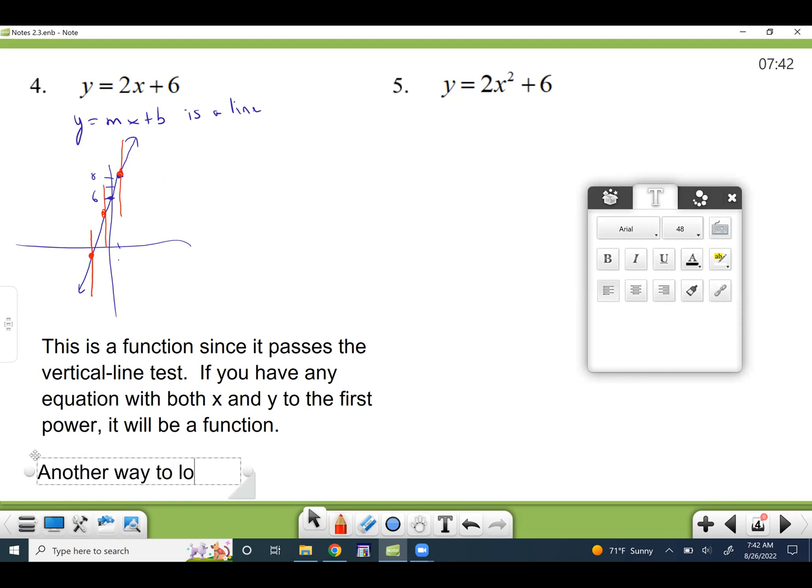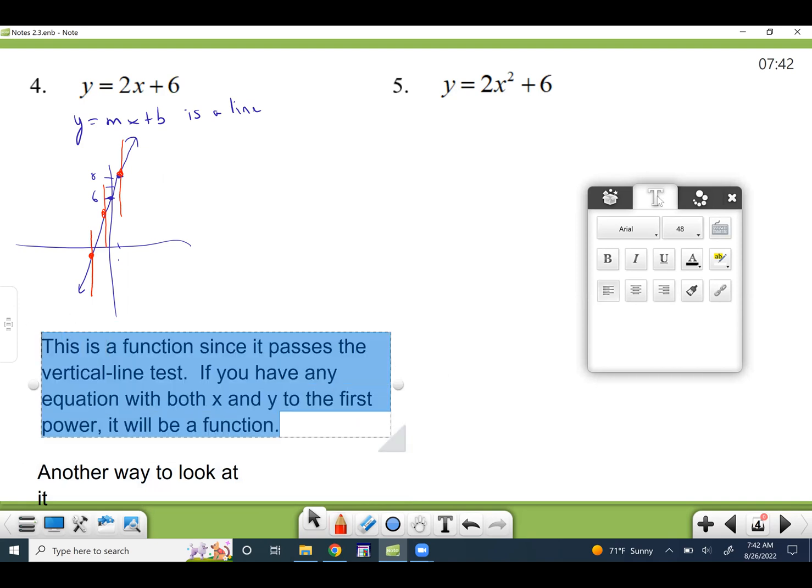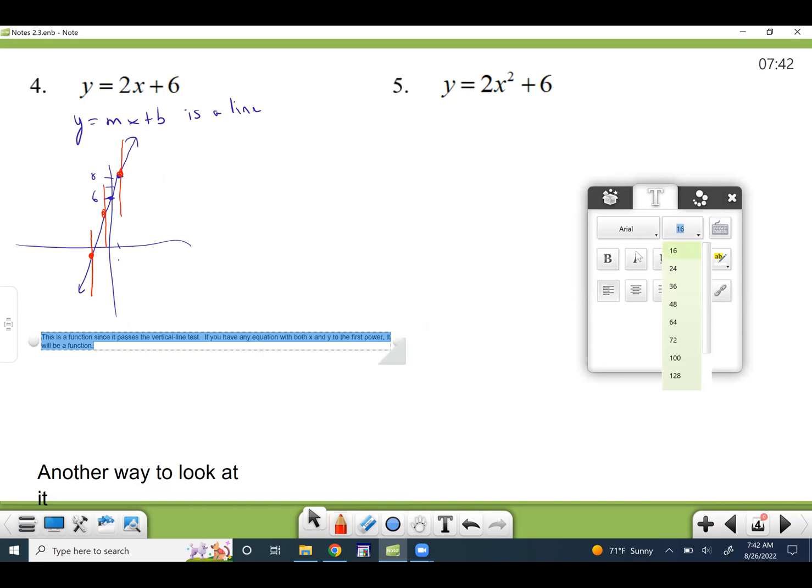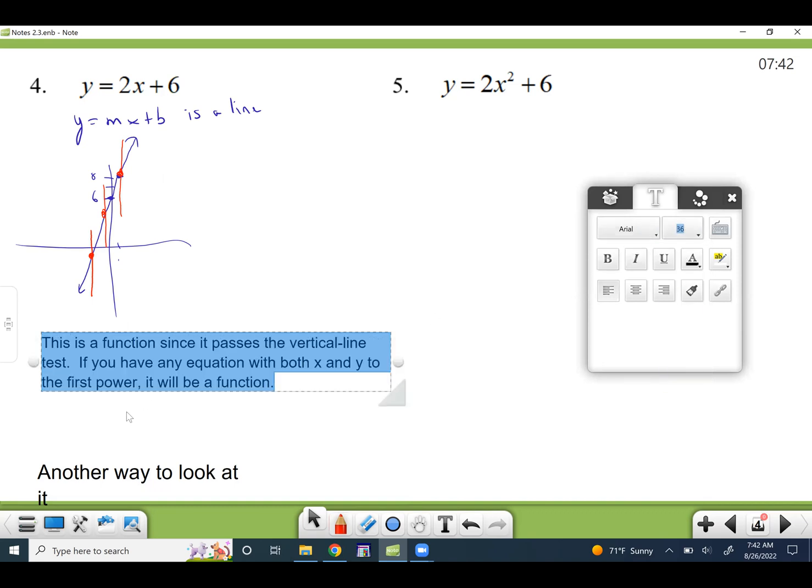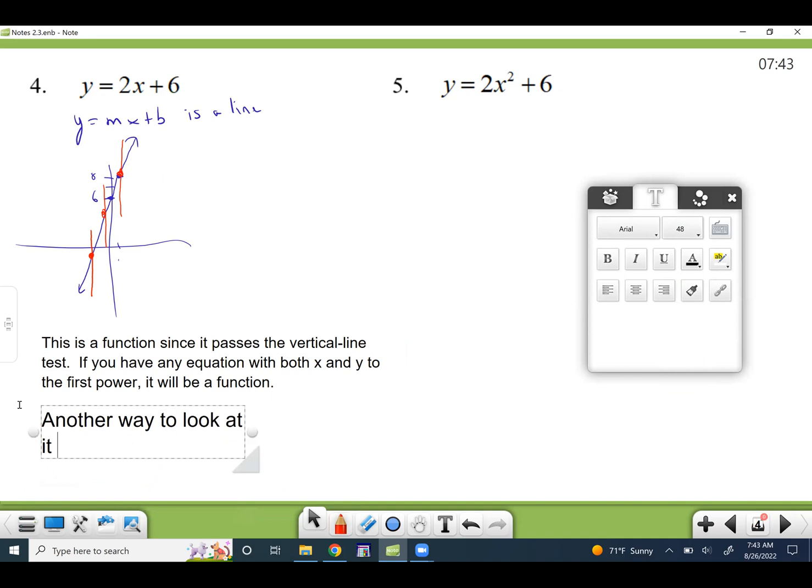Another way to look at it, I just need to decrease the font size here, you guys, because we don't have a ton of space here, do we? So let me make this a little bit smaller so we have some room. Whoa, that's a little too small. There we go. All right, and then let's grab this guy and we'll make him 36 too.